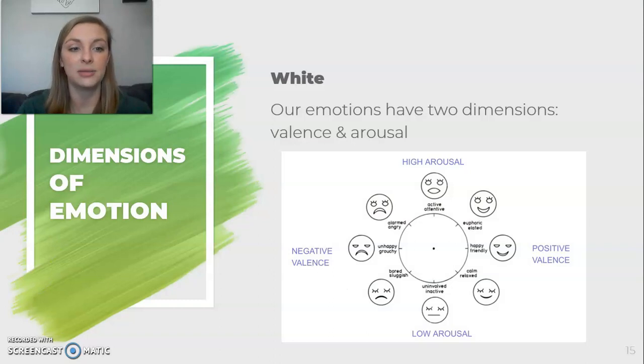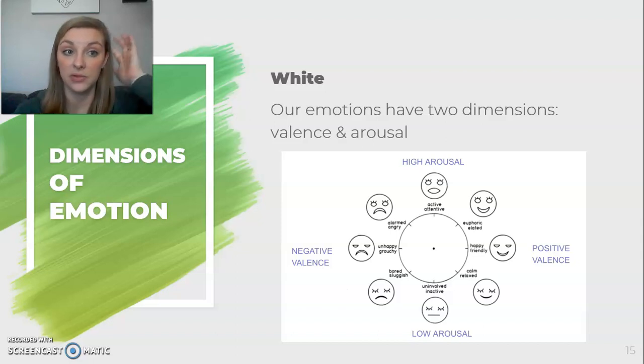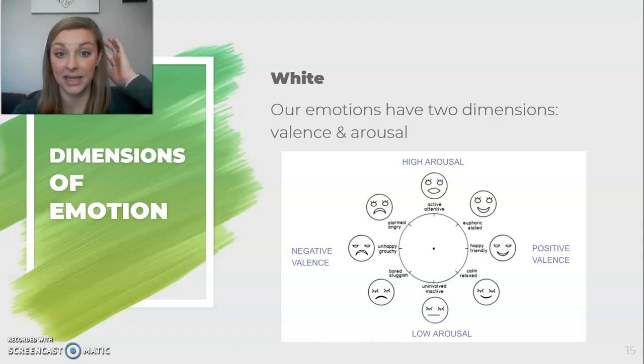Okay, let's look at the dimensions of emotion. I'm sorry, I don't know why it says white up there. Just ignore that. So our emotions have 2 dimensions, okay? We have our valence and our arousal. I want you to look at valence as like the positive or negative side of an emotion. So whether it's a positive emotion or a negative emotion. And then arousal is how intense the emotion is.